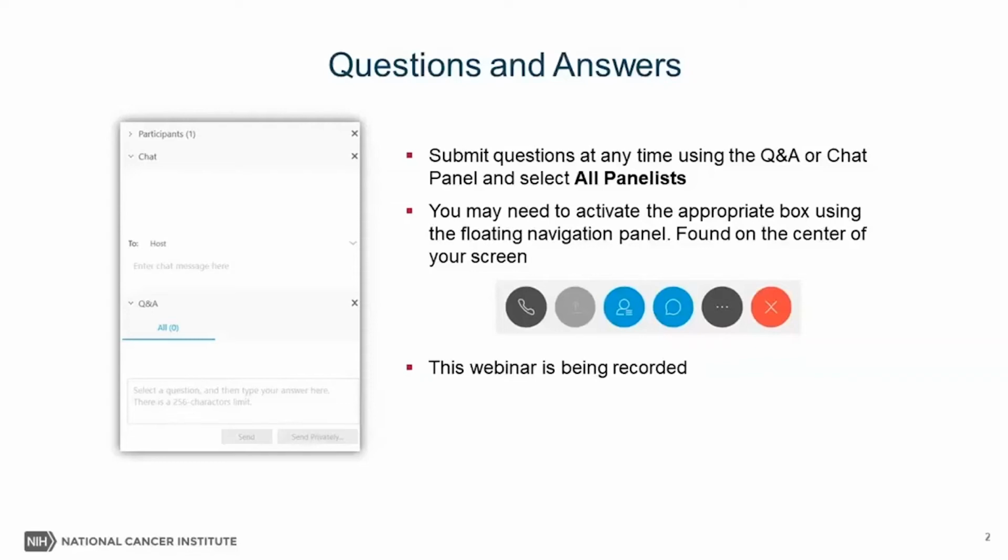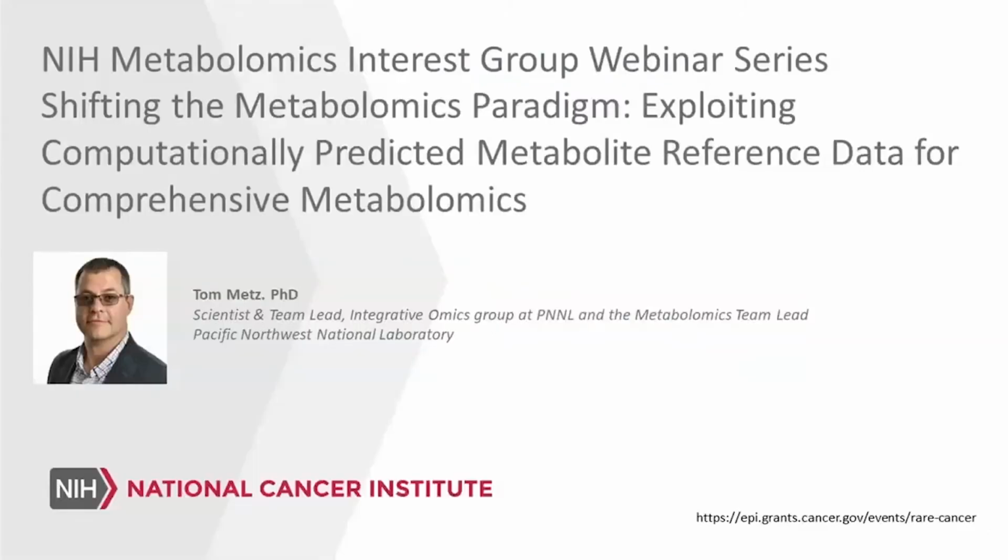So it is my pleasure to introduce Dr. Tom Metz. Dr. Metz earned a bachelor's degree in biology and chemistry before earning a PhD in chemistry from the University of South Carolina, where he studied the role of Maillard chemistry in the development of diabetic complications via the chronic cumulative chemical modification of tissue proteins.